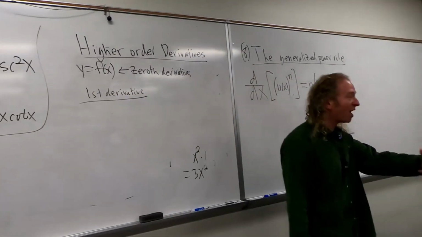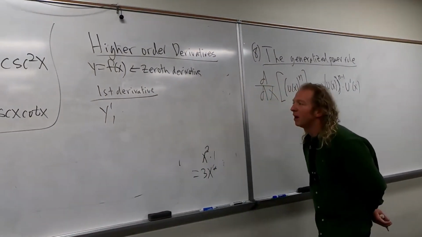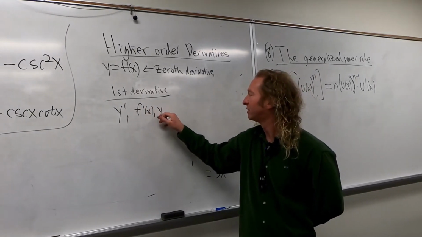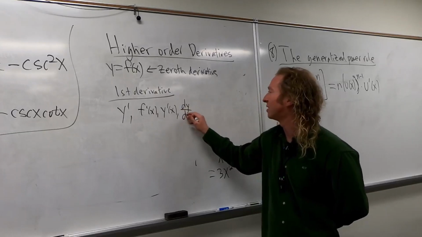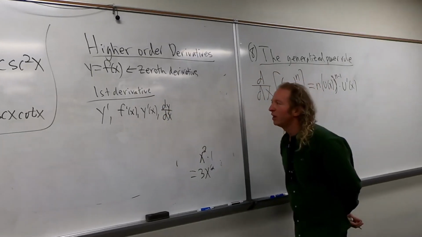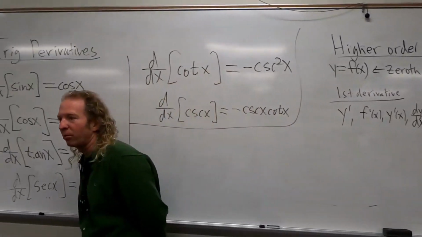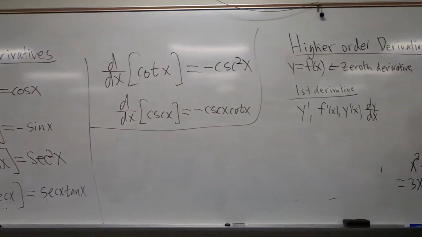So the first derivative is y prime. You can write it that way, or like f prime of x, y prime of x, dy dx, etc. So that's the first derivative. The first derivative intuitively is the slope of the function, right? It's the slope.